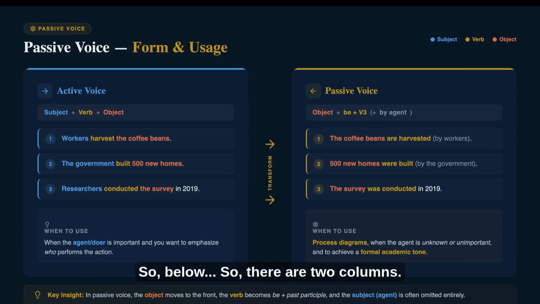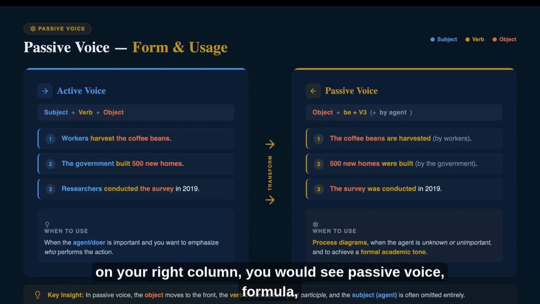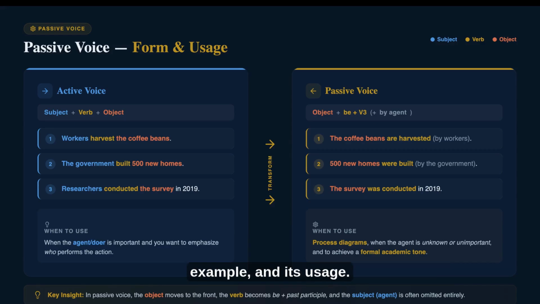So you can familiarize with this, and we're good to go. So below, there are two columns. On your left, you see active voice column with its example and formula and its usage. Then on your right column, you would see passive voice, formula, example, and its usage. So I think this is important.